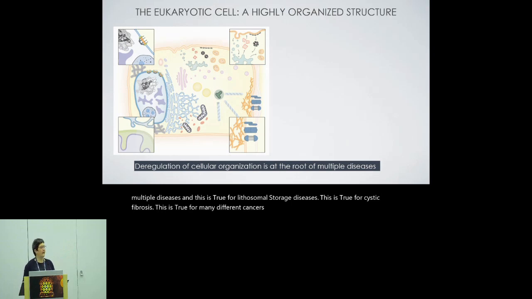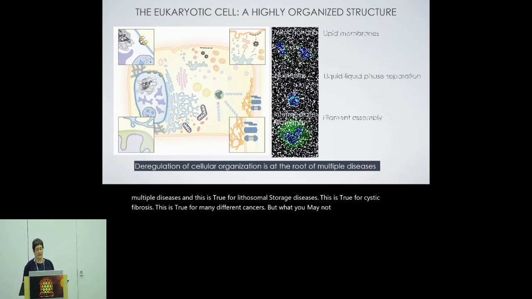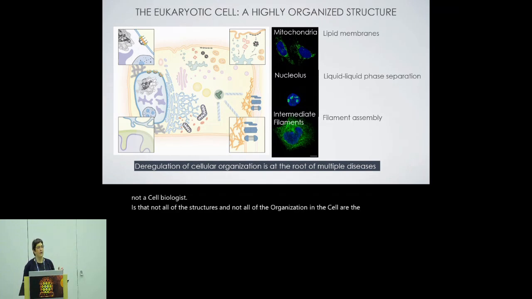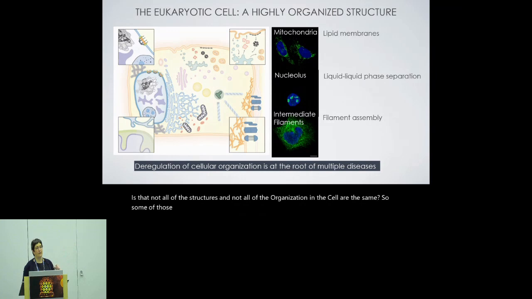But what you may not have realized if you're not a cell biologist is that not all of the structures and not all of the organization in the cell are the same. Some of those structures are bound by membrane, lipid bilayers in general. That would include, for example, the mitochondria. But some of them are formed by what is now recognized as liquid-liquid phase separation, or the formation of biomolecular condensates. This includes structures such as the nucleus, the centrosome, stress granules, and P-bodies.